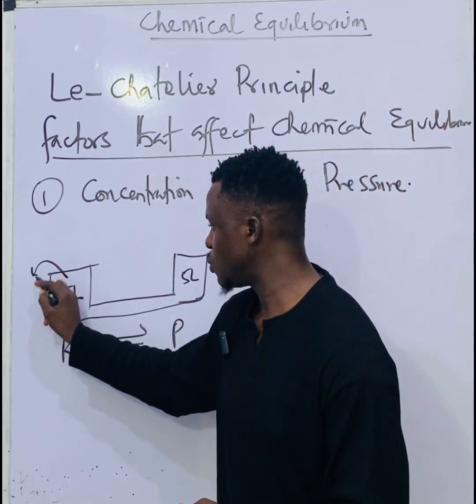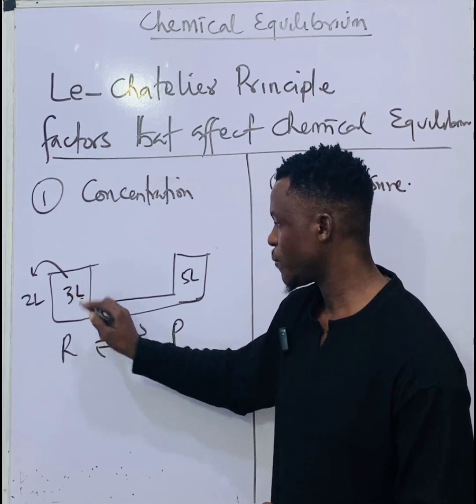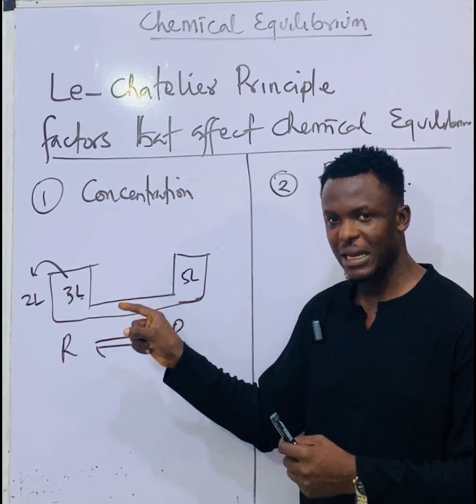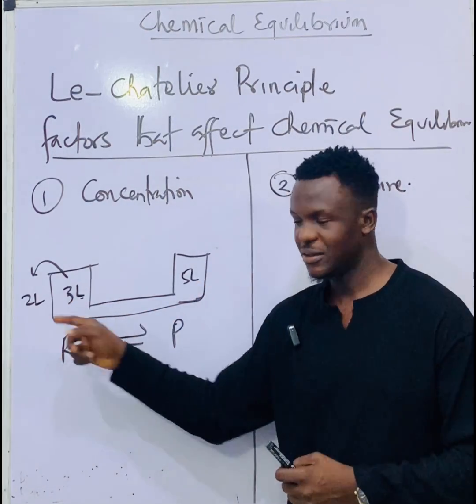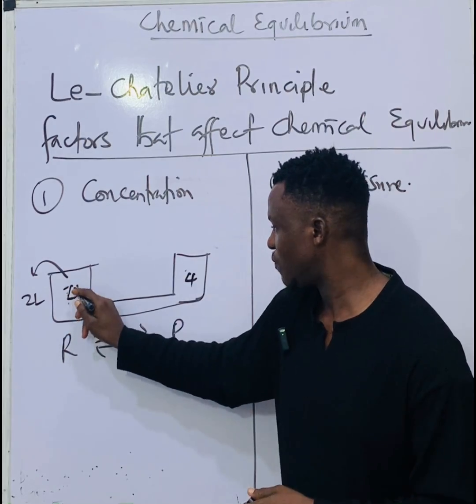Imagine I take out 2 liters of water from here. This side reduces to 3. The water levels are no longer balanced. So in order for us to balance this, 1 liter from the product will go back to the reactant, so that here becomes 4 and here becomes 4.